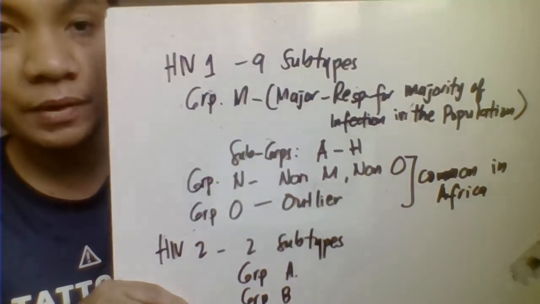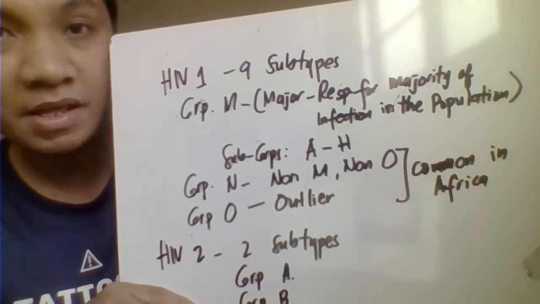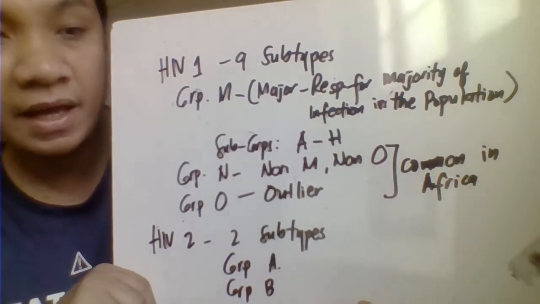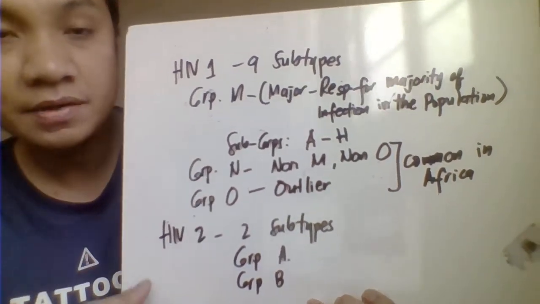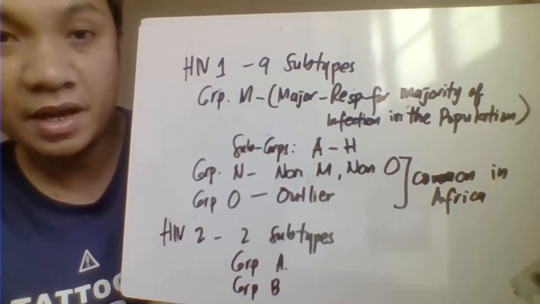Basically, we have two HIV types: HIV-1 and HIV-2. HIV-1 is made up of subgroups divided into the M group, and we have the N and the O subgroups. HIV-2, on the other hand, is made up of only 2 subgroups, Group A and Group B.